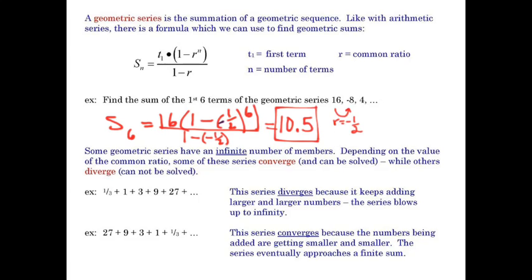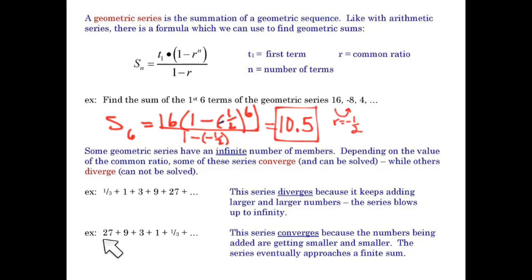Some geometric series are going to have infinite members, so they just keep going forever and ever, as noted with the ellipsis here. If we were to add this one up, we can see that it's just going to continue to grow. It's just getting bigger and bigger and bigger.